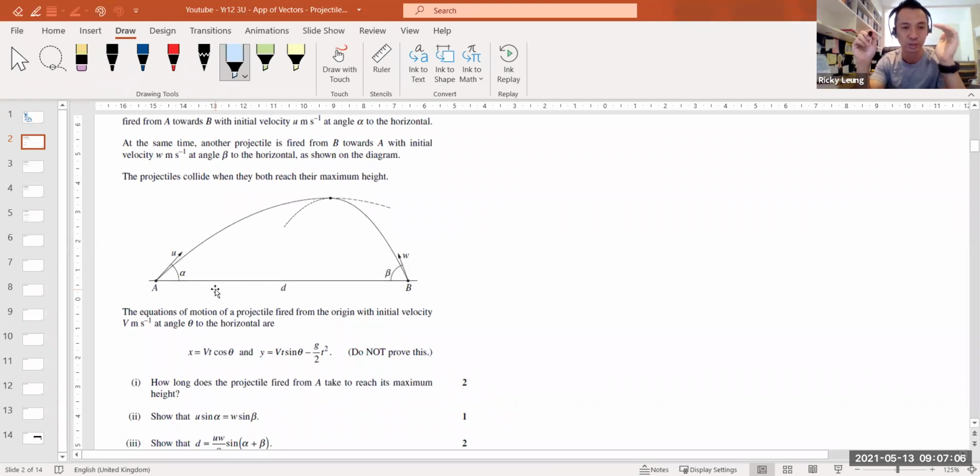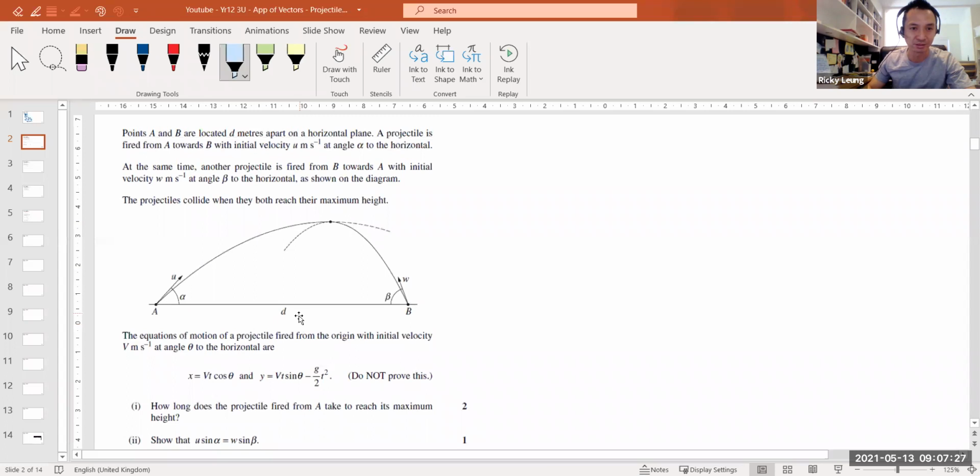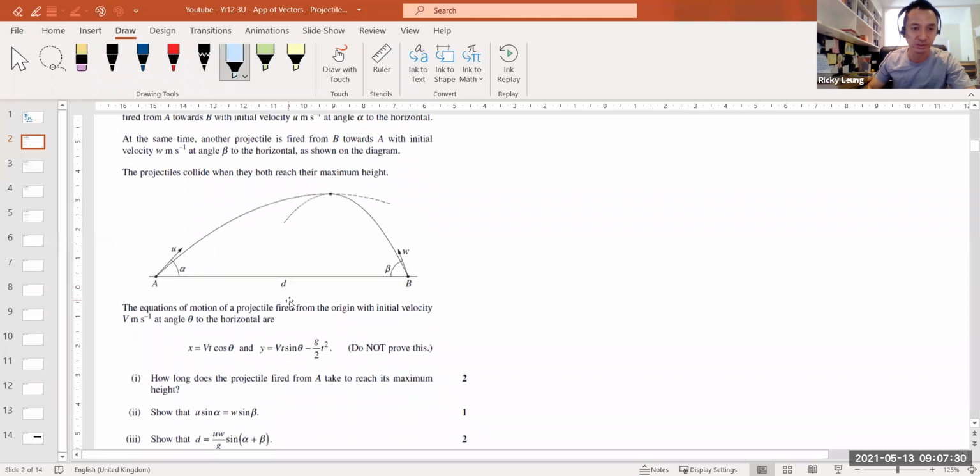One at A is projected at velocity U at elevation alpha, while the one at B is projected at W at beta elevation, right? And it's such that there is a meeting of the 2 objects somewhere in the air, right? So nice little example, and they are d meters apart initially. So that's basically the context. If you want to read through the text, feel free to.